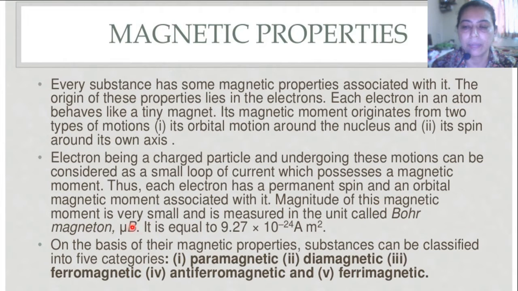The magnitude of this magnetic moment is very small and it is measured in a unit called Bohr magneton, or μB. It is equal to 9.27 × 10⁻²⁴ ampere meter square. On the basis of their magnetic property, substances can be classified into 5 categories. Number 1, paramagnetic substance. Number 2, diamagnetic, ferromagnetic, antiferromagnetic, and ferrimagnetic substance. We will study all this in detail.